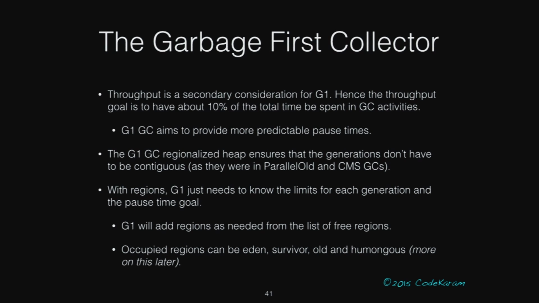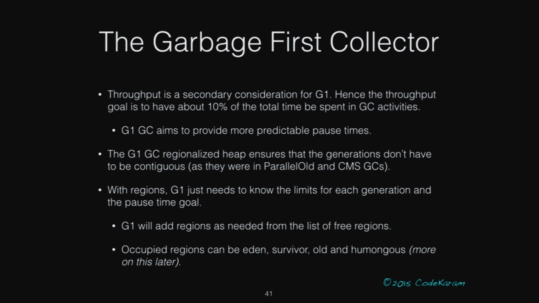Okay, so throughput is a secondary consideration for G1. Remember for the throughput collector I mentioned 99% was the throughput goal. That means only 1% of the time will be spent in garbage collection. For G1, that goal is 90%. That means 10% of the time can be spent in garbage collection. And that's understandable, because G1 wants to achieve predictable latencies, right? So throughput is not a primary consideration.